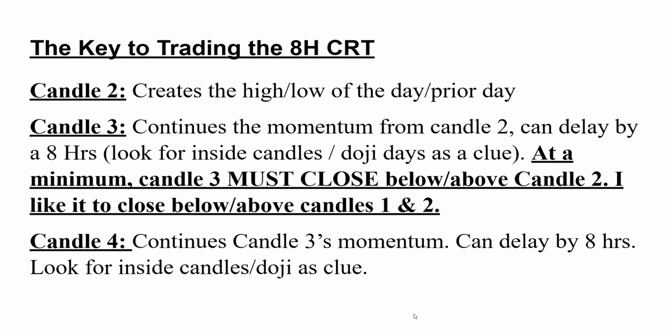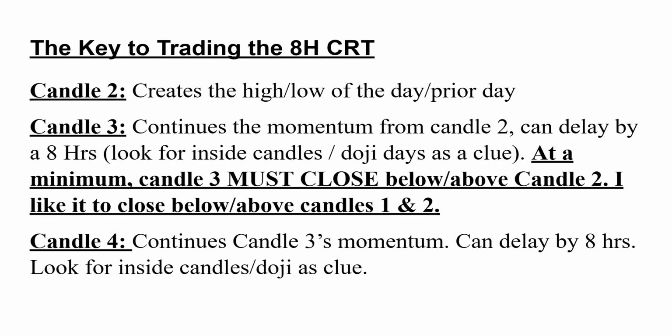Now, the key to trading the 8-hour chart is very simple. So obviously you have candle 1, which sets the range. Any candle can be a candle 1. The thing that I look for starts with candle 2. My preference is that candle 2 creates the high or low of the day or of the prior day. And then candle 3 is simply going to continue the momentum from candle 2. It can delay by 8 hours, so you want to look for an inside candle or a doji as a clue.